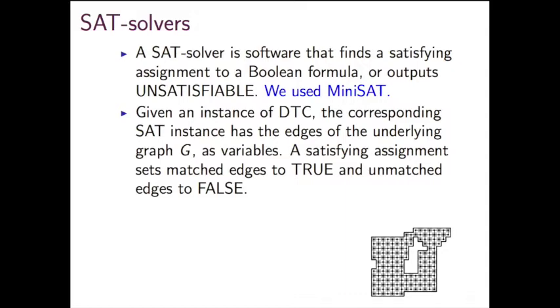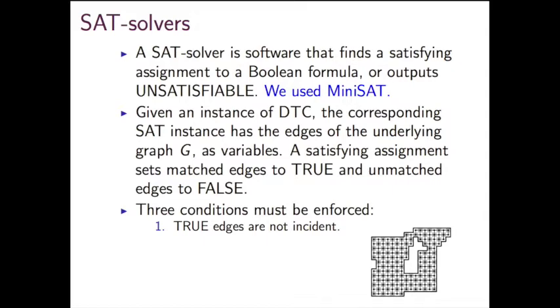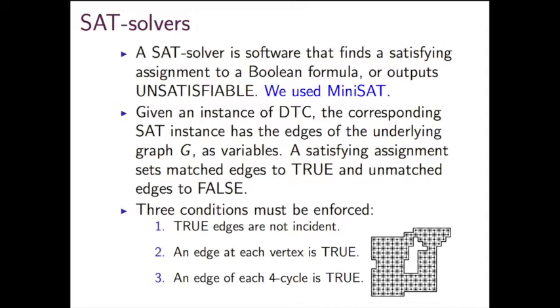So then we need to enforce 3 conditions. The first one is the matching condition, where true edges are not incident. The second one says that an edge at each vertex is true, so that just means we have to cover all of the vertices, get a perfect matching. And the third one is the Tatami restriction that says an edge of each 4-cycle is true.